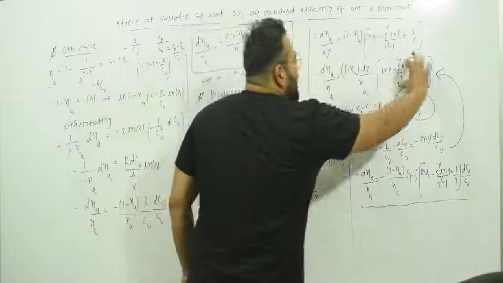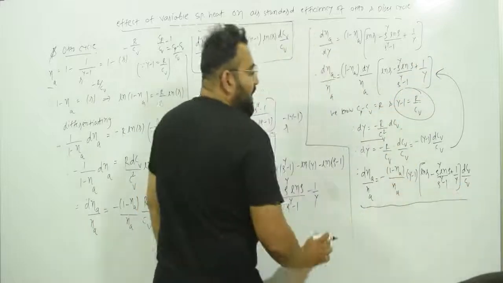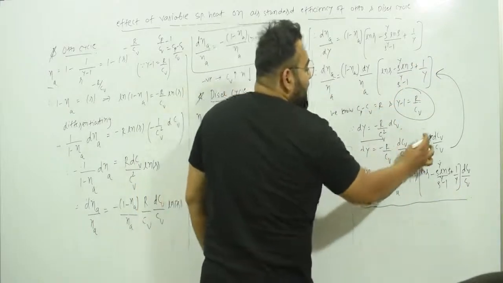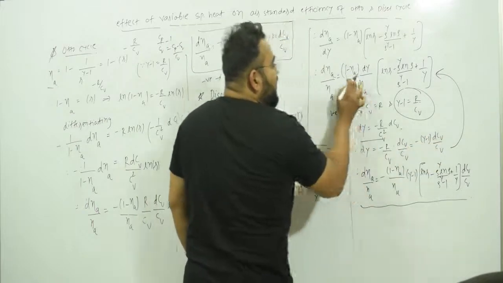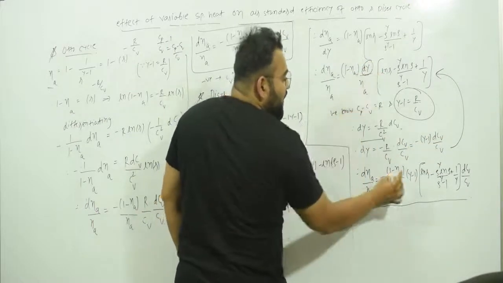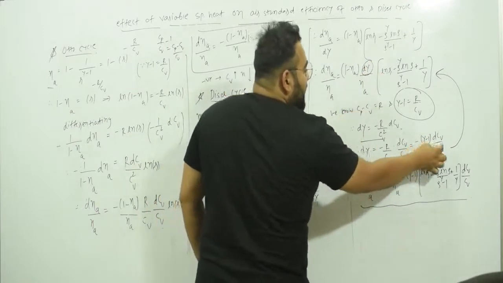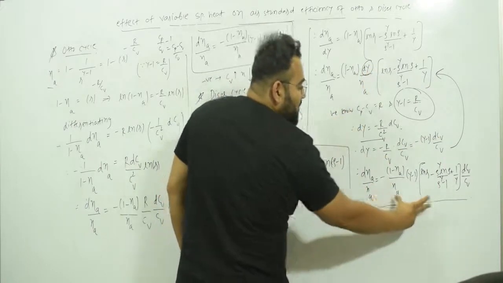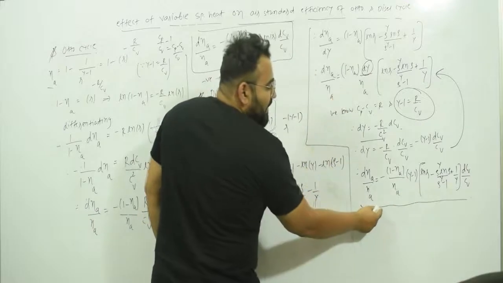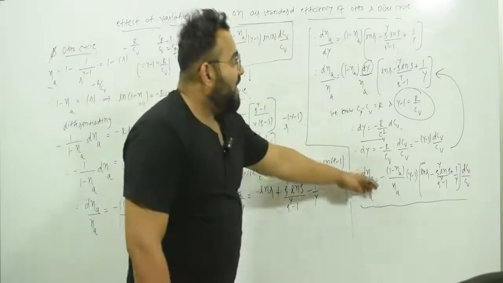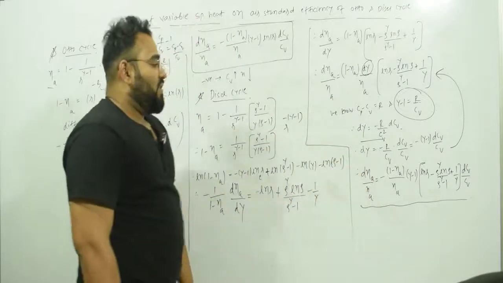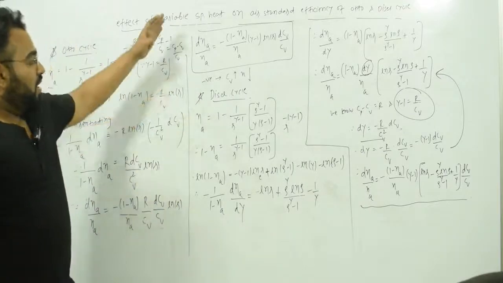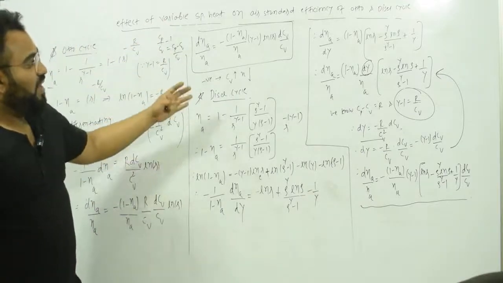So what I have done is write this term again over here by putting d gamma equal to minus gamma minus 1 dCv upon Cv. In place of d gamma, you write minus gamma minus 1 dCv upon Cv. That's why the equation will be like this. Okay, so this is the final derivation for the diesel cycle. So this is how you can derive the equation for the Otto cycle and the diesel cycle.